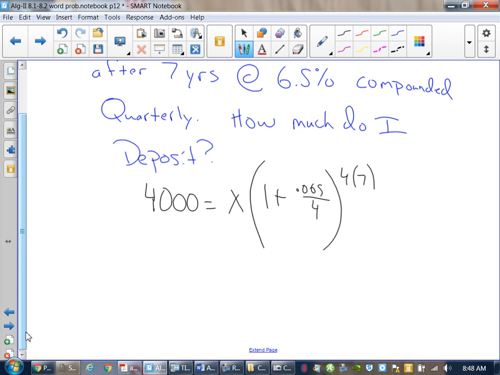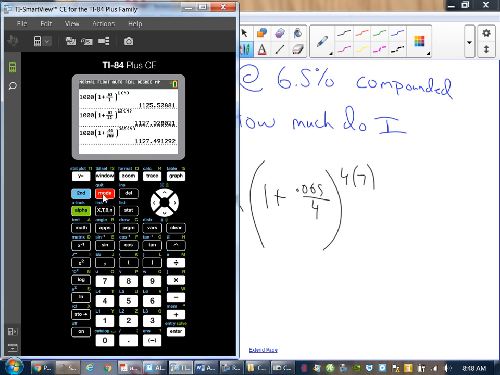So if I figure that out, I do 1 plus 0.065 over 4, hit enter. And I raise that to the, well, what's 4 times 7? 28. That's some crummy decimal. But it's that crummy decimal times x. So how do I undo it? Divide. So I have to take 4,000 divided by the crummy decimal.